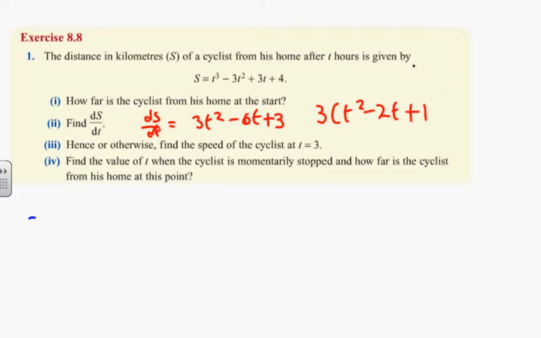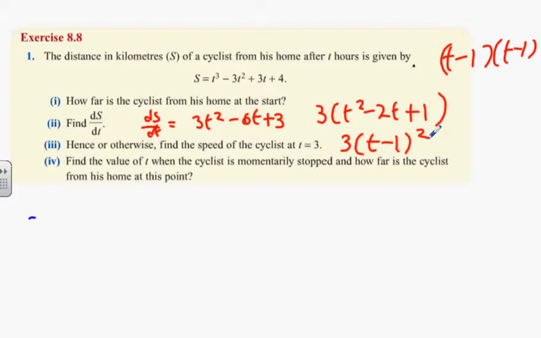What can you tell me about that slope? Always positive. 3 times a perfect square is always positive. So the slope is always positive, which means you're always cycling away from home. So he's not coming home, well, not on his bike. That coincides with what we learned here, wasn't it? That we're always going away from home, therefore the slope is always positive.